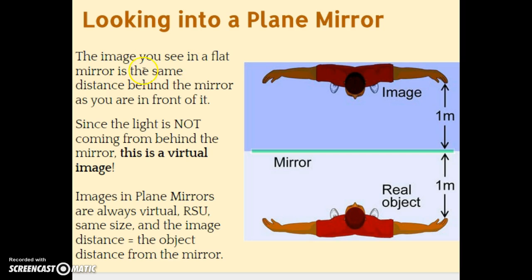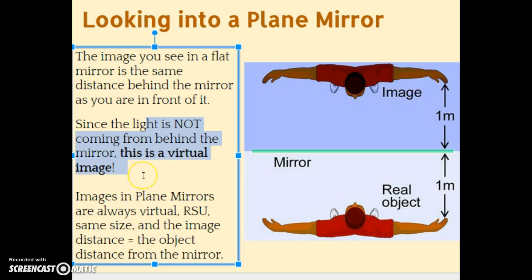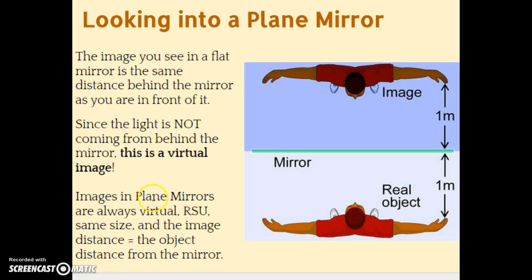Looking into a plane mirror, the image you see in a flat mirror is the same distance behind the mirror as you are in front of it. Since light is not coming from behind the mirror, this is a virtual image. Images in plane mirrors are always virtual, right side up, same size, and the image distance is equal to the object distance from the mirror. So if this individual here is 1 meter from the mirror, the virtual image is going to be viewed as 1 meter behind the mirror. So they are a total of 2 meters apart.